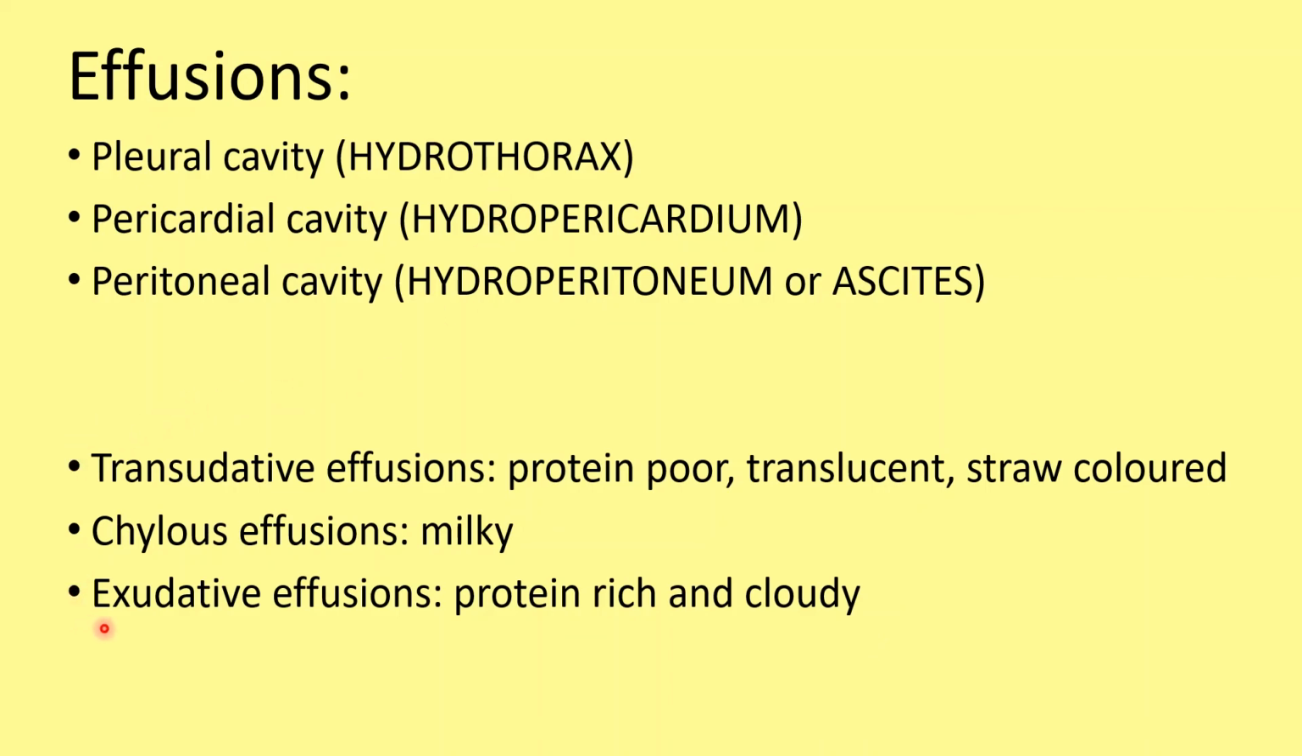Transudative effusions are protein poor, translucent and straw colored. Chylous effusions are milky, and they are caused by lymphatic blockage. Exudative effusions are protein rich and cloudy due to the presence of WBCs. The effusions are also prone to seeding by bacteria, leading to serious and fatal infections.